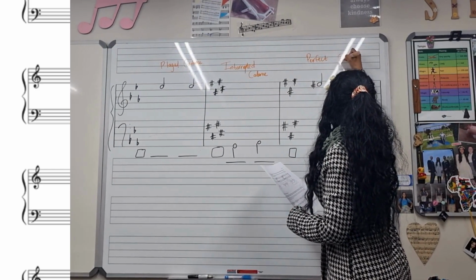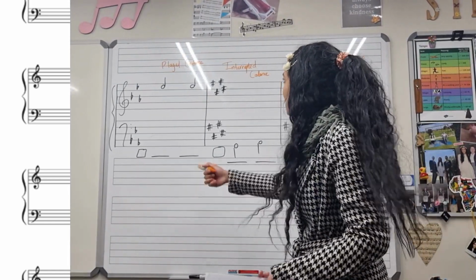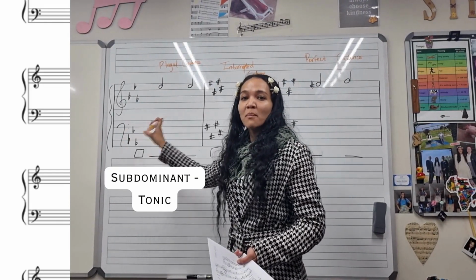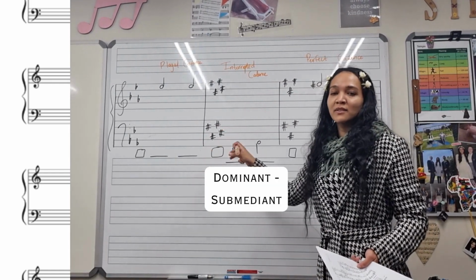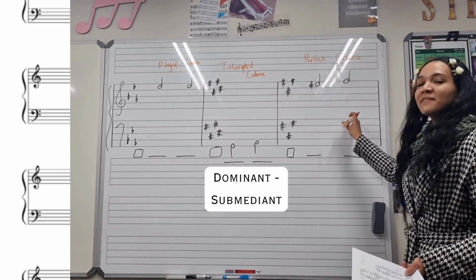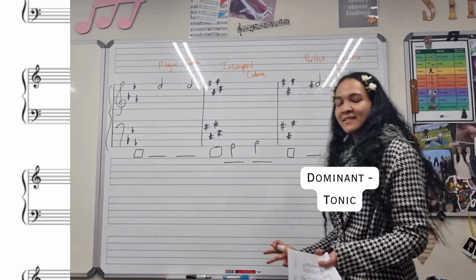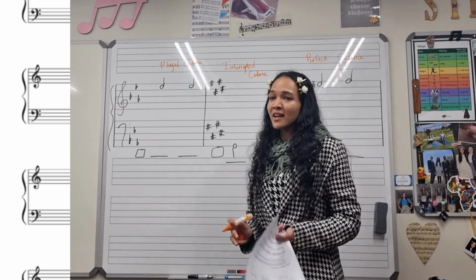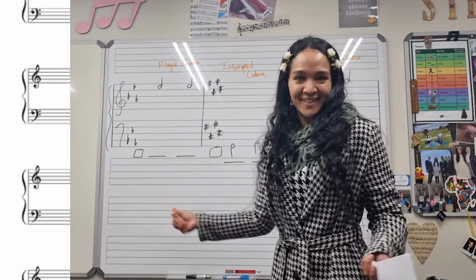Okay, so whether these are in major keys or minor keys, we already have to know that a plagal cadence means subdominant to tonic. An interrupted cadence is the dominant to submediant. And then the perfect cadence, everyone's favorite I think, dominant to tonic. And like I said, this can be in a major or a minor key, and we need to be able to figure them, understand them, and write them out in both.